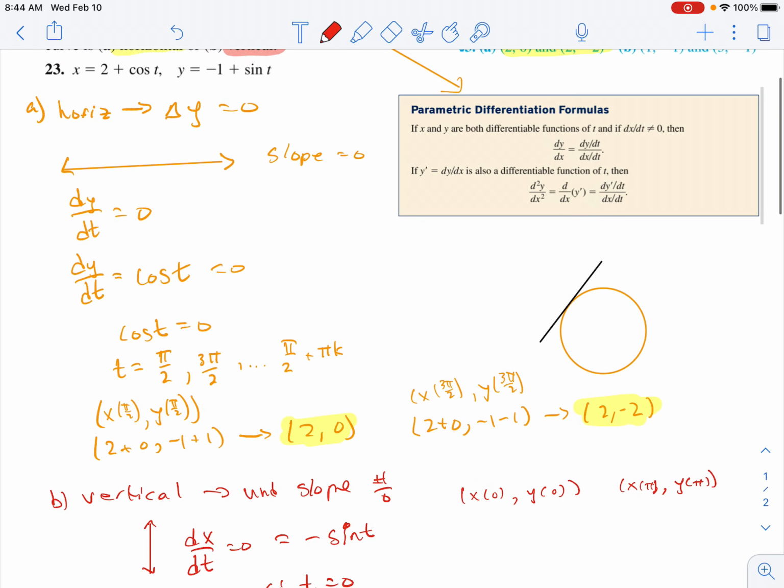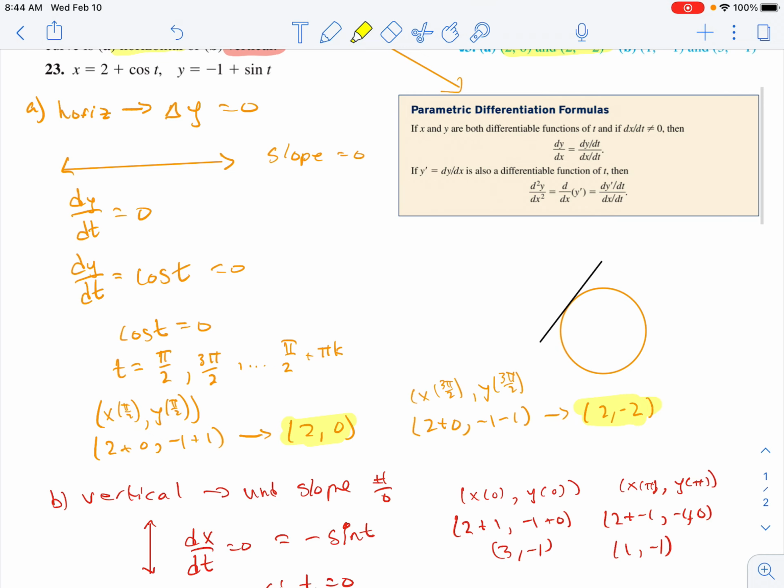So x of 0, looking back up here now, is going to be 2 plus the cosine of 0, which is 1, comma, and then y of 0 is negative 1 plus the sine of 0, which is 0. And that's going to get us (3, -1). And then x of pi would be 2 plus cosine of pi, which is negative 1. And y would be negative 1 plus 0. And so we get (1, -1).